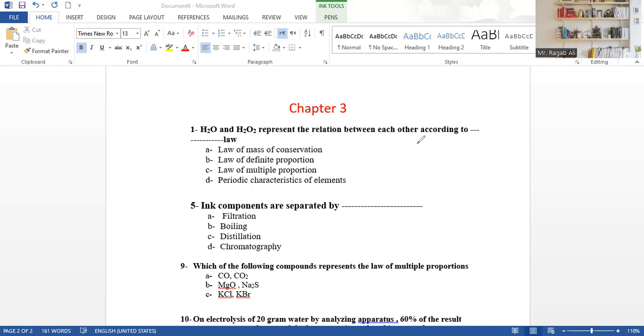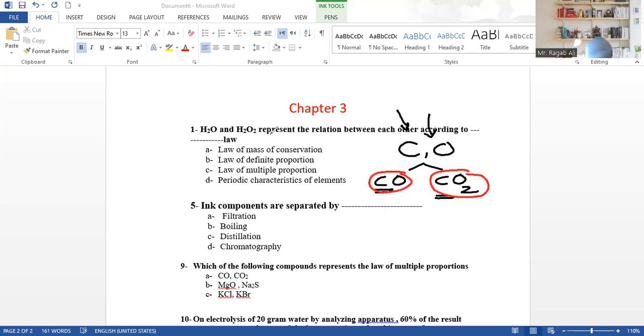Let's see the following. If you have C and O, carbon and oxygen, two elements, they can form carbon monoxide and carbon dioxide. The compounds here are two different compounds from the same two elements. The law says that there is a relationship between the two elements in the compounds. This one is known as the law of multiple proportion.